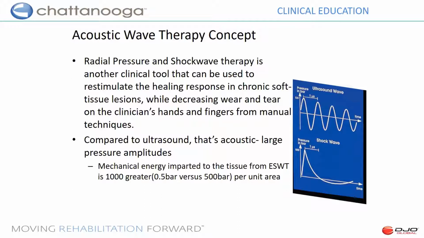So therapeutic ultrasound, the energy that it produces is much lower than what we're using with acoustic wave therapy. So you can't use your therapeutic ultrasound to do the same thing. In fact, the oscillatory wave pattern is very different than the wave pattern we're delivering with radial pressure wave and focused shock wave. Very, very high, intense amount of energy over a very short period of time.